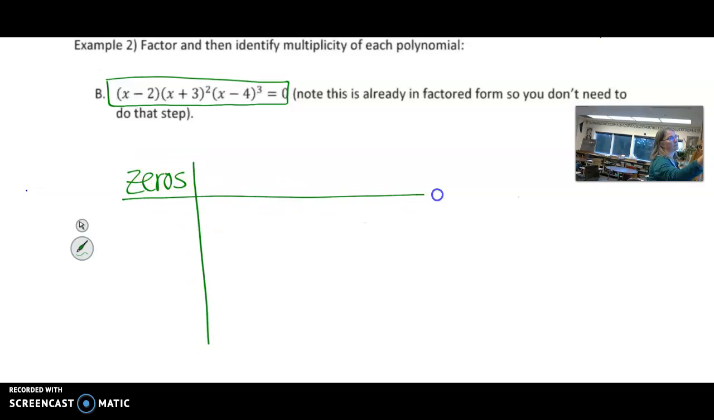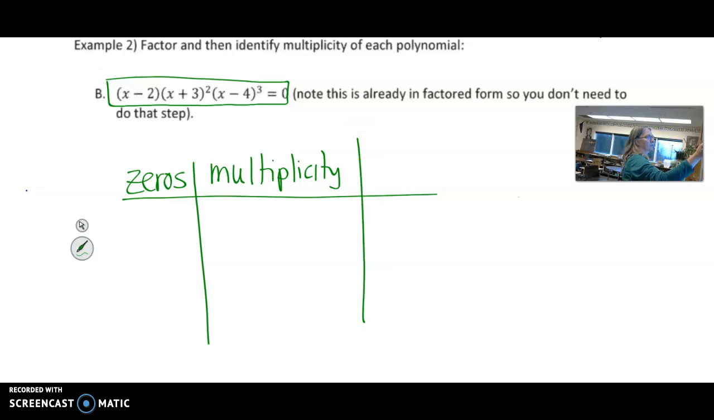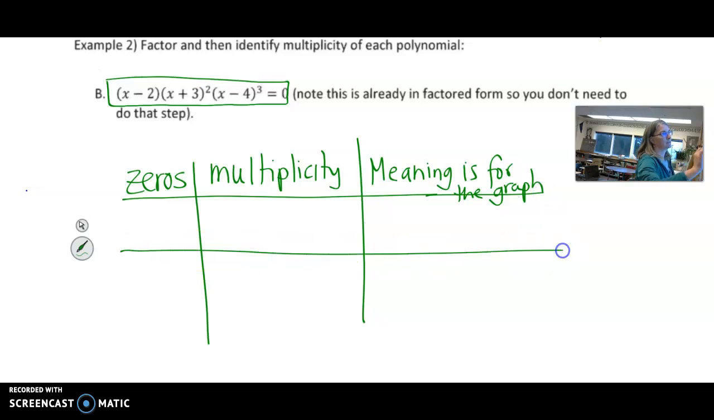And I'm going to make a little table. It can make it a little bit easier to keep track of everything when we have more than one zero. And then I'm going to interpret what the meaning is for the graph of the function. Is it crossing or is it tangent? And if it's crossing, does it bend or just go straight through? That's what I mean by that.